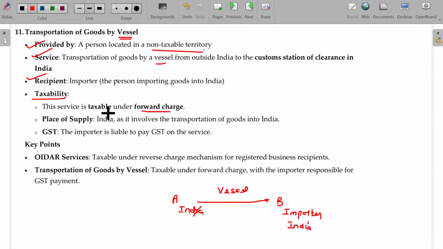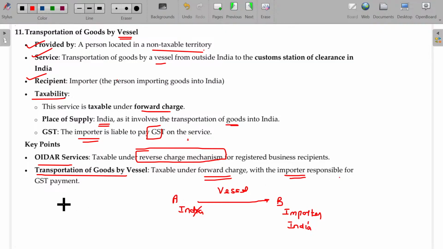This service is taxable under forward charge usually. Place of supply is India as it involves the transportation of goods into India. The importer is liable to pay the GST on the services. Usually it is forward charge, but here the importer has to pay, so automatically it comes under RCM basis. Small difference: OIDAR services are taxable under reverse charge mechanism. Transportation of goods will be forward charge only, not RCM, with the importer responsible for GST payment. That one is RCM only, this is forward charge only.